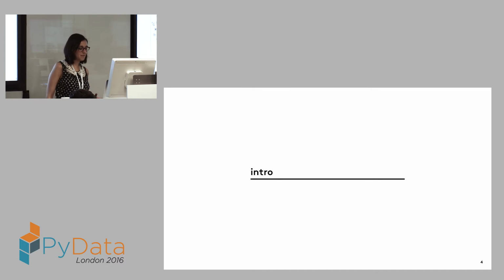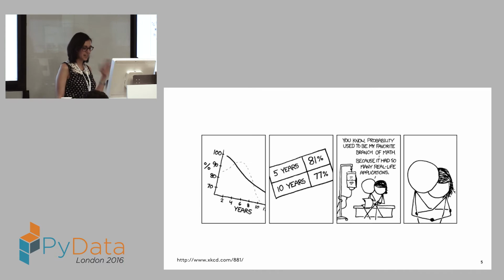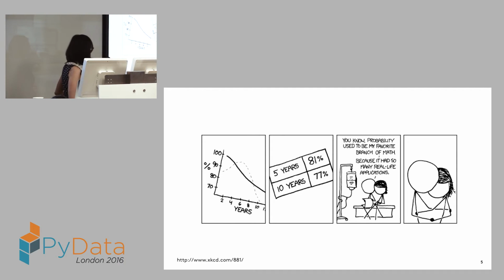So let me give you some motivation, and I'm going to start with this XKCD comic, because I love XKCD, and who doesn't like XKCD? So the first frame, we have a survival curve and a hazard rate curve. And unfortunately, this is quite a sad comic, because it's probably talking about some cancer diagnosis. And it's basically listing the survival probability.